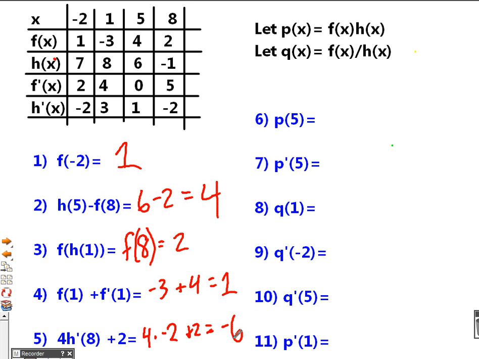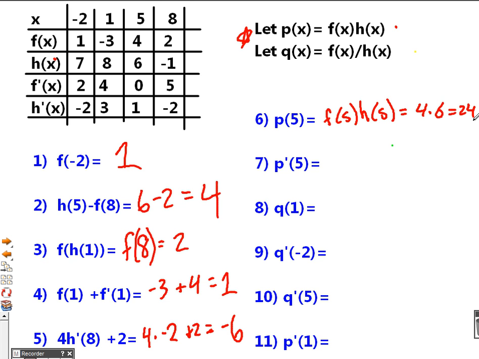Okay, now these next ones deal with these functions right here. p of x and q of x. p for product, q for quotient. So that means you're going to have to do a product rule. So for number 6, it's just asking for p of 5. So p of 5 means you're doing f of 5 times h of 5. You need to do each one individually. f of 5 is 4. h of 5 in this third column is 6, so you get an answer of 24.